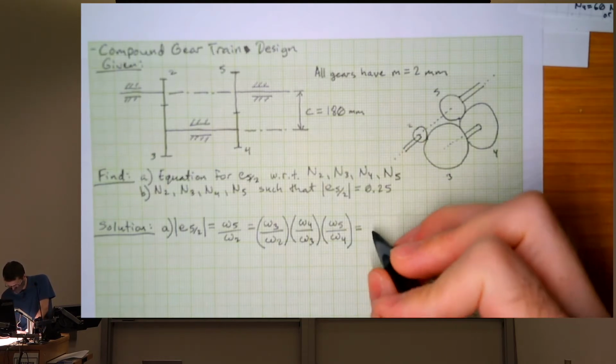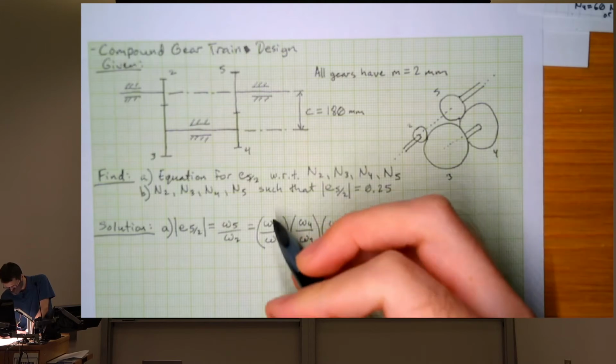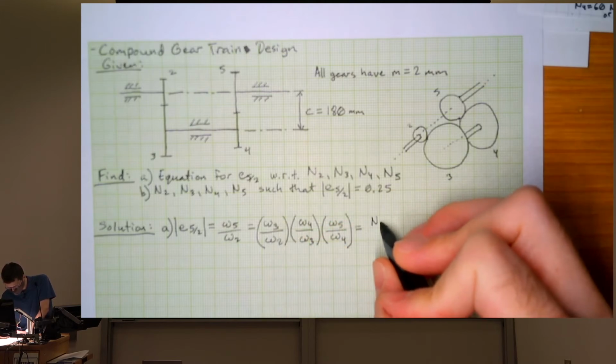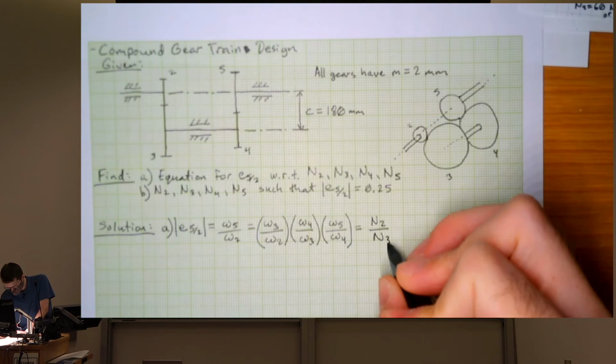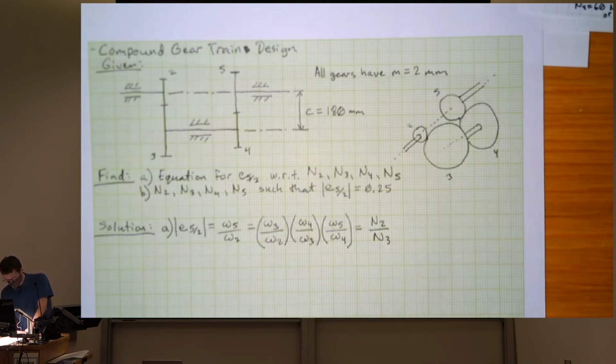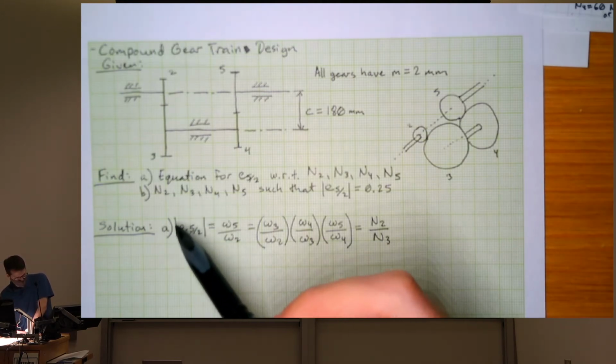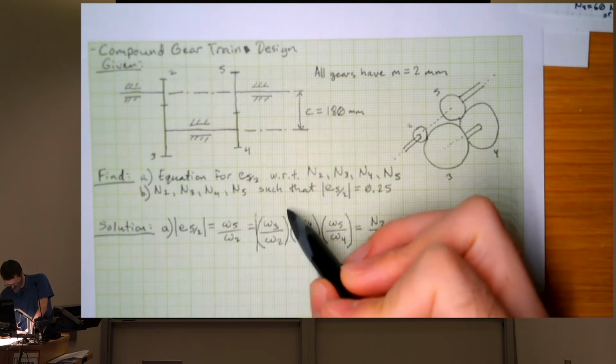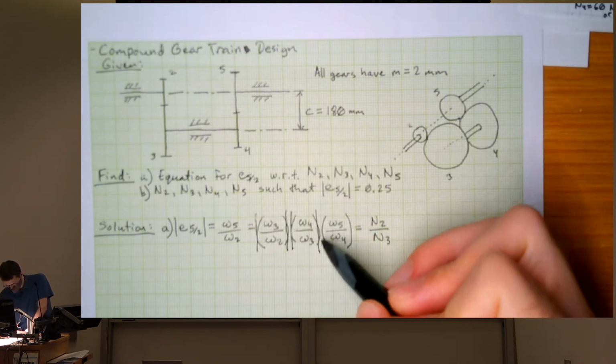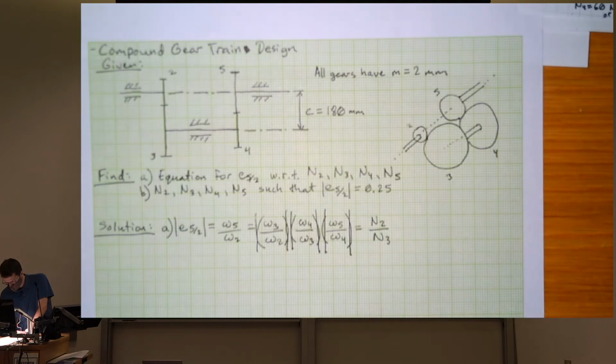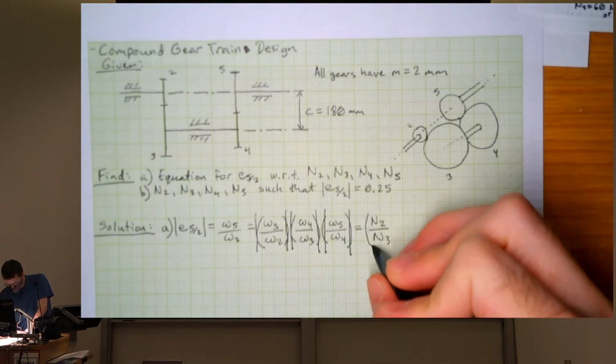So we have for omega 3 over omega 2, that's N2 over N3 from before. So I'm just finding the absolute value in this case. So this is really the absolute value of this times the absolute value of that times the absolute value of this. Okay, so we have that.